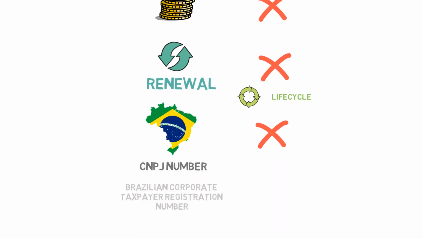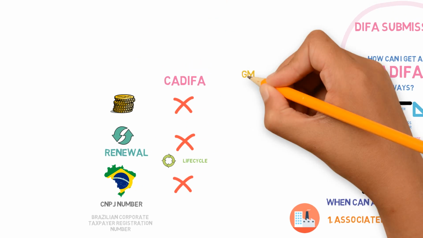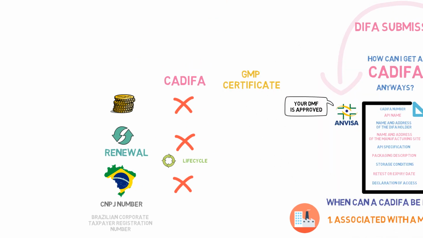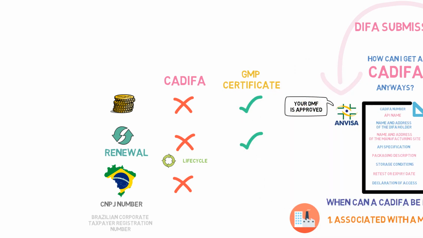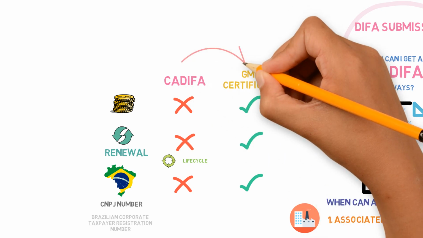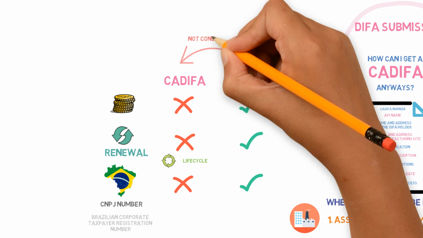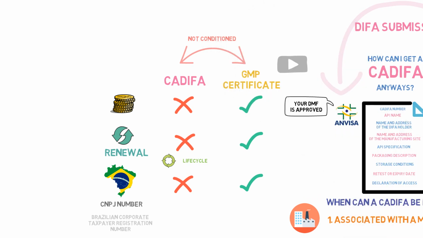The only fee needed is to request for the GMP certificates to be issued by Anvisa, and the CGMP also needs renewal. Moreover, the company requesting it must be legally established in Brazil. But don't worry, we will talk more about this in another video as well. It's just important to note that the process to obtain a CADIFA is not conditioned to having the GMP certificate.